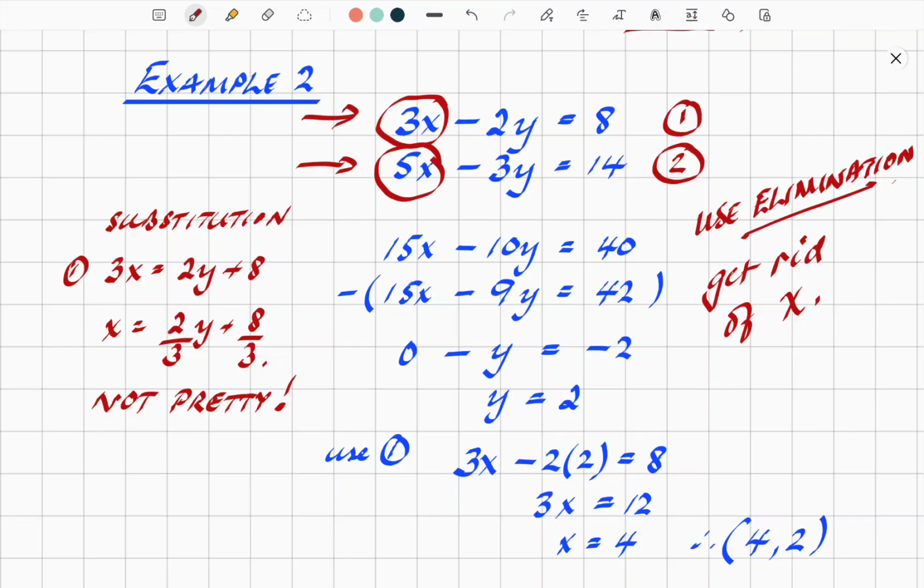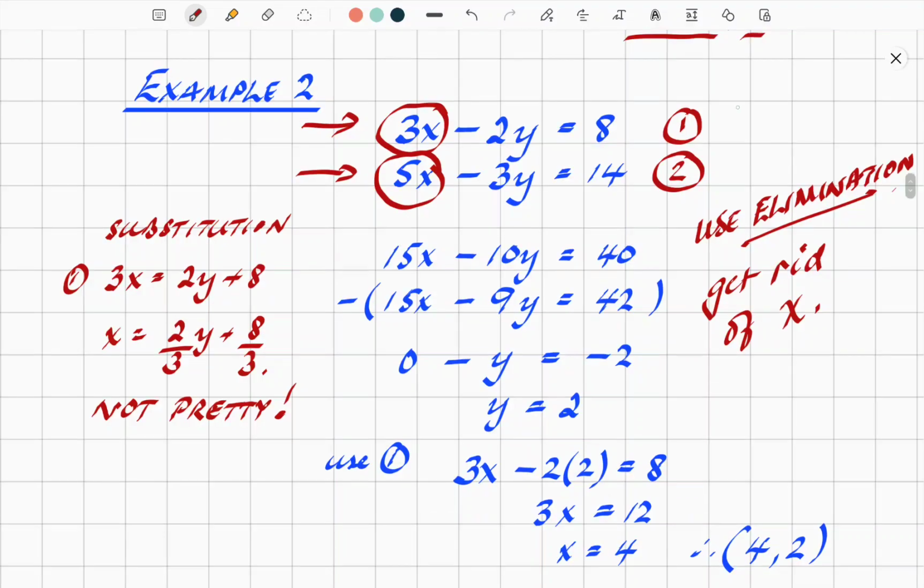So lowest common multiple, in this case, 15, all right? So I want to turn them both into 15. The best way to do it is to times equation number 1 by 5, and times all of equation number 2 by 3. Now, do remember, you've got to multiply all the terms by whatever multiple that you're thinking of, all right?